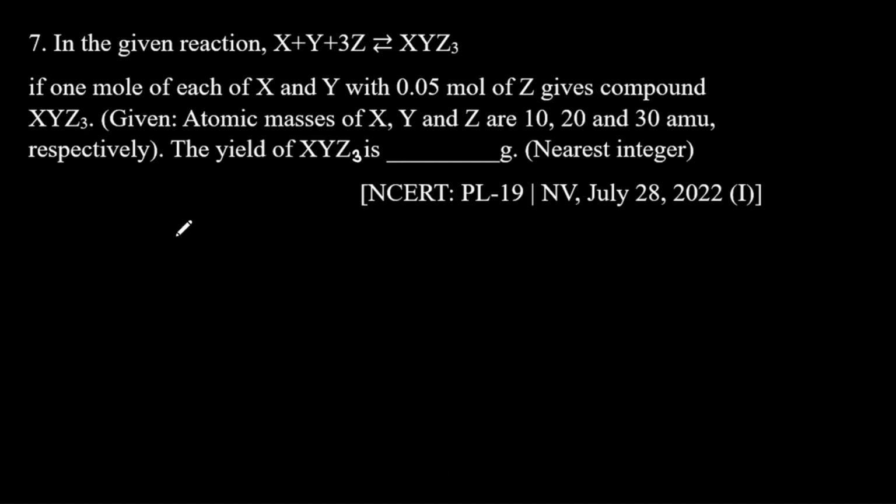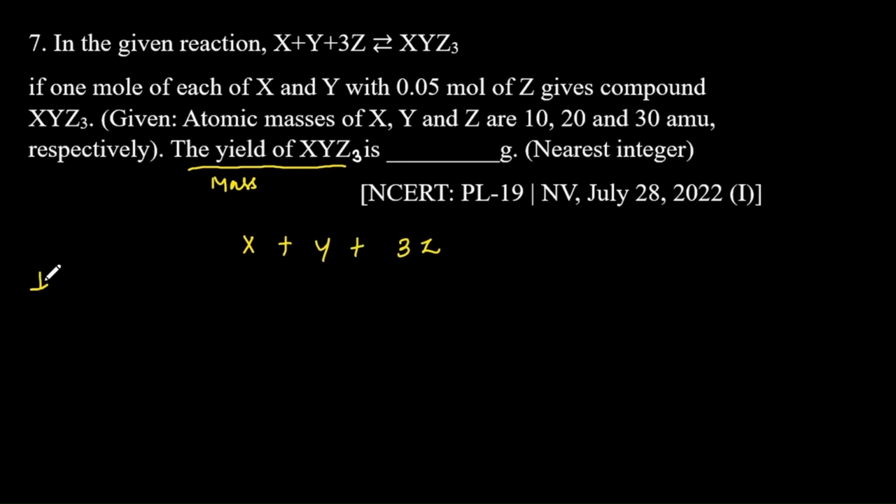The next question is, in the given reaction, X plus Y plus 3Z gives XYZ3. If 1 mole of each of X and Y react with 0.05 mole of Z to give compound XYZ3, then their atomic masses are mentioned. The question they are asking us is, the yield of XYZ3 is. Here, the yield refers to the mass of XYZ3 produced in that reaction. So the reaction given is X plus Y plus 3Z.